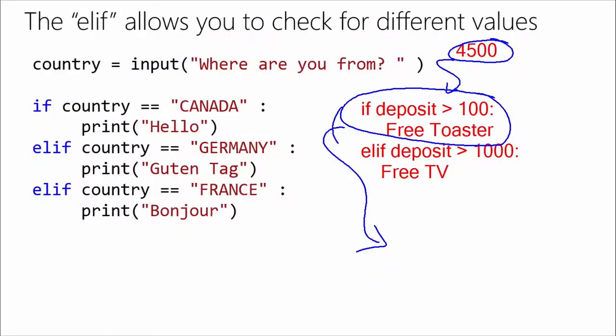The problem is that the computer is not. It's doing exactly what you told it to do. And that's always the worst kind of bug. The worst kind of bug is when it did exactly what you told it to do. You hate that. And that's exactly what happened here. It said, well, 4,500 greater than 100. We're going to execute that. We're going to go down here. And again, you're stuck with the crummy toaster.